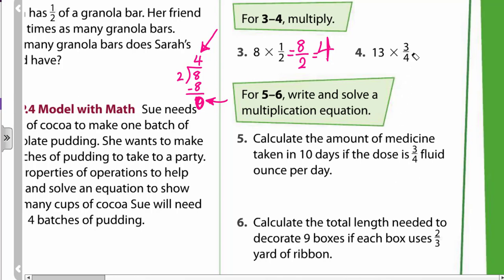13 times 3 over 4. So 13 times 3 equals 3 times 3, then 1 times 3. 3 times 3 is 9. 1 times 3 equals 3. Okay, the denominator? The denominator is 4. Okay, great.